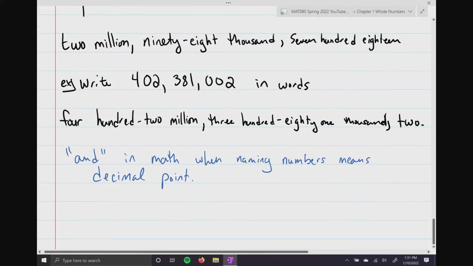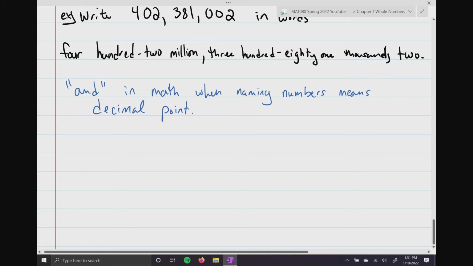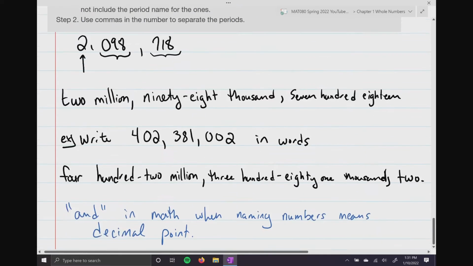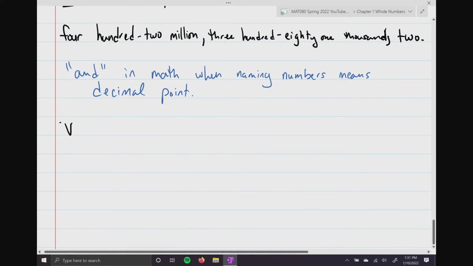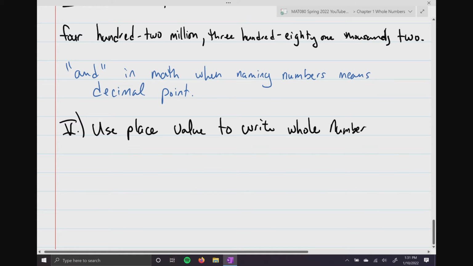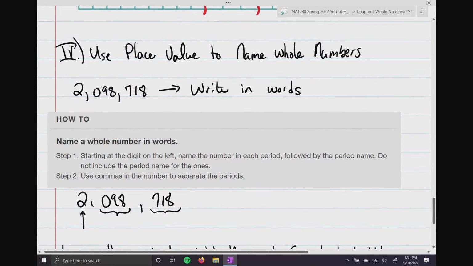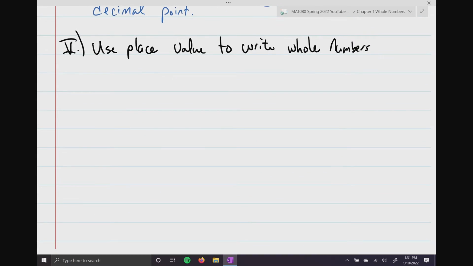All right, so let's go over the next objective. Wow, we're already on objective 5. This is great. So objective 5 is going to be use place value to write whole numbers. All right, so the difference here is, sorry, I just confused myself a little bit.